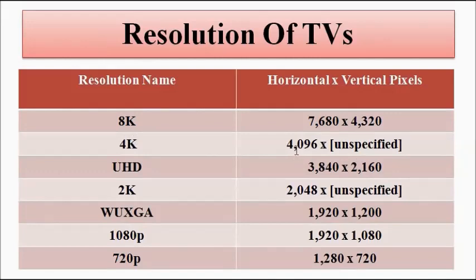Similarly 4K will be 4096, and the vertical pixels will be unspecified. Then the 8K, which is 7680 into 4320. Okay, so this is all about details and resolutions.